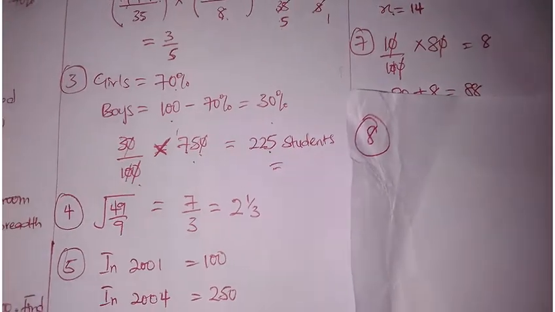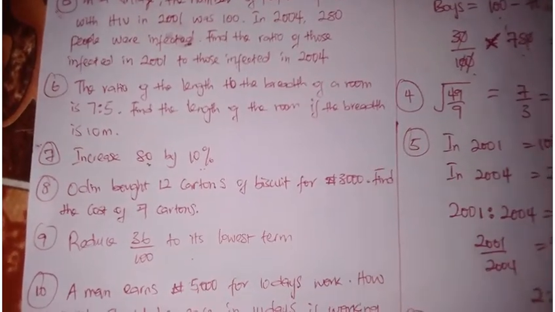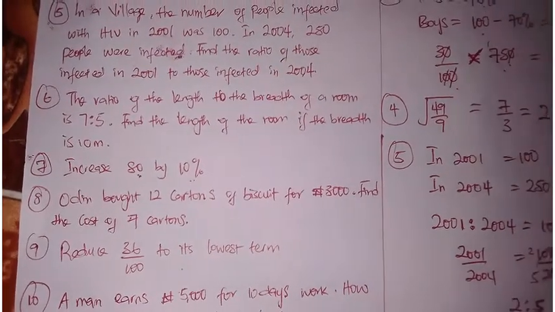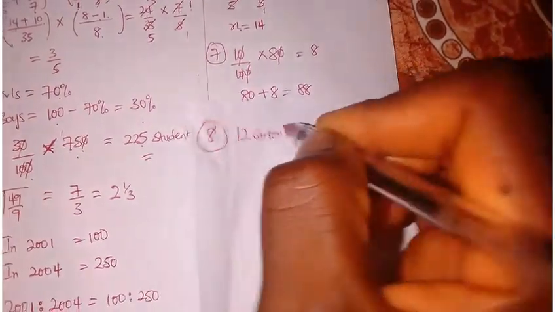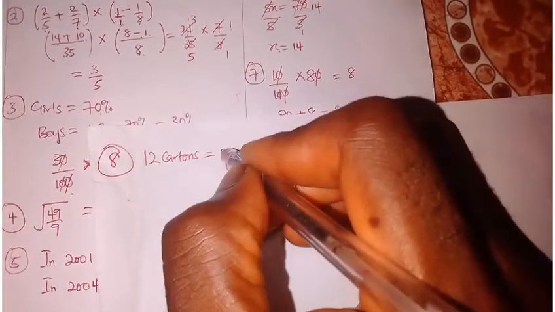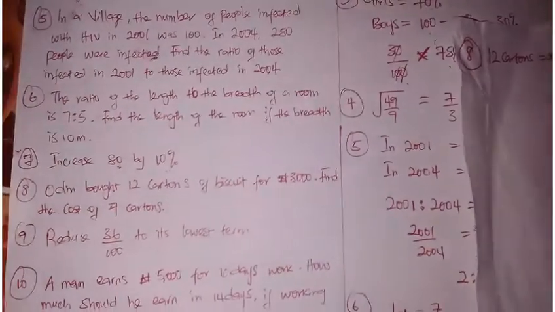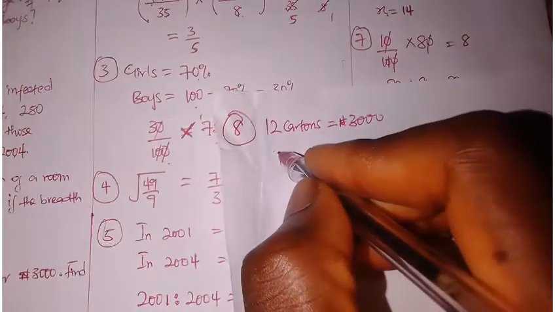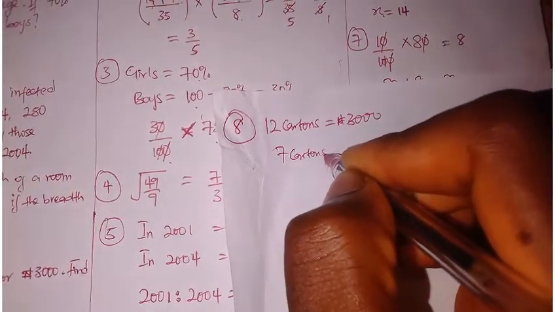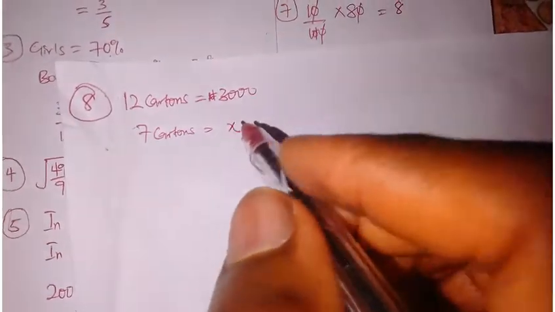Okay, for number 8 question, we have: Odin bought 12 cartons of biscuits for 3,000 naira. In that case, then we have 12 cartons of biscuits equals 3,000 naira. And it says find the cost of 7 cartons. For 7 cartons, that becomes X. Now, how do you solve this question?